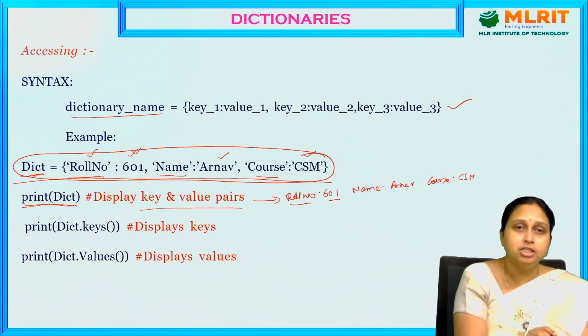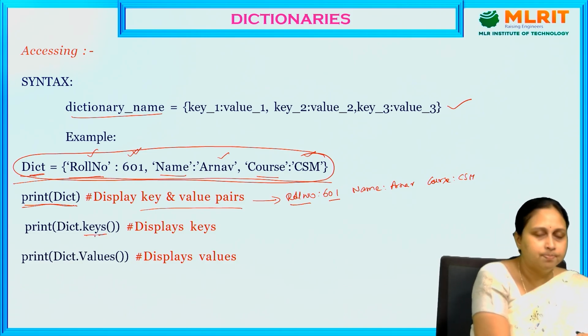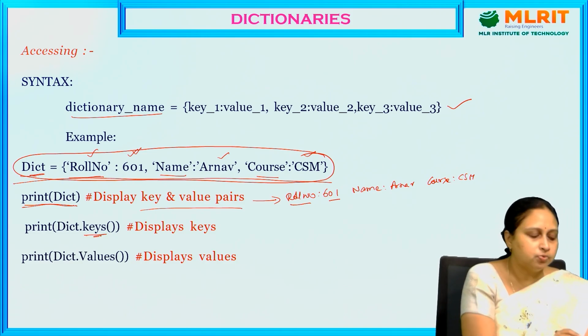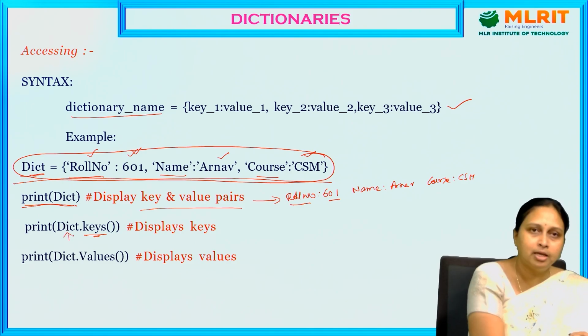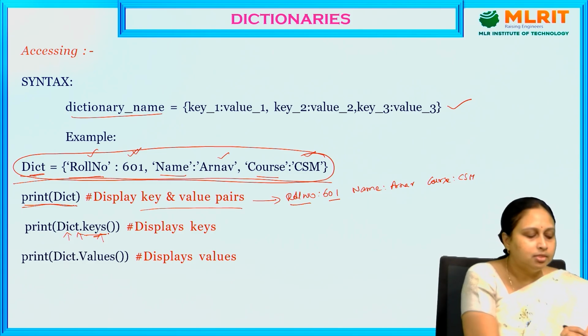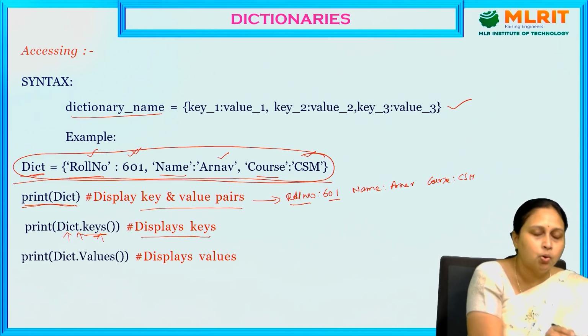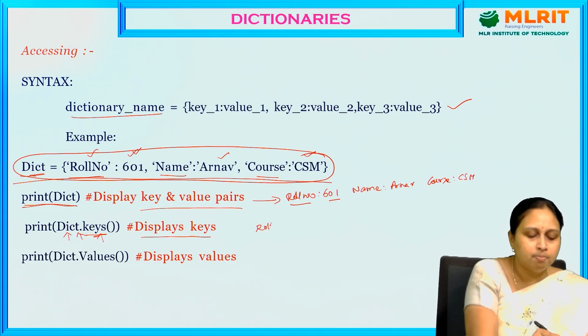If I want to display only the keys, then in that case we need to use the variable name followed by the dot operator. Then we use a function called keys, and this will display only the keys. Keys means here only the roll number, name, and course. Only these will be displayed.